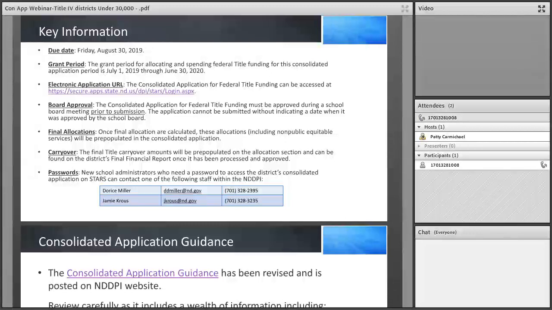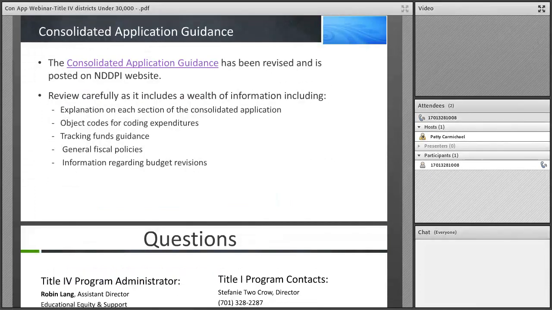Passwords. New school administrators who need a password to access the district's consolidated application on STARS can contact one of the following staff within DPI, Doris Miller or Jamie Krause. The consolidated application guidance has been revised and is posted on the Department of Public Instruction's website. Please review it carefully as it includes a wealth of information including explanation on each section of the consolidated application, object code for coding expenditures, tracking fund guidance, general fiscal policies, and information regarding budget revisions.